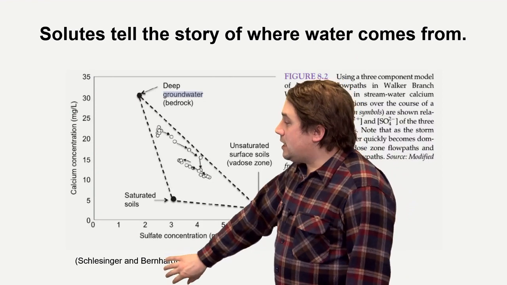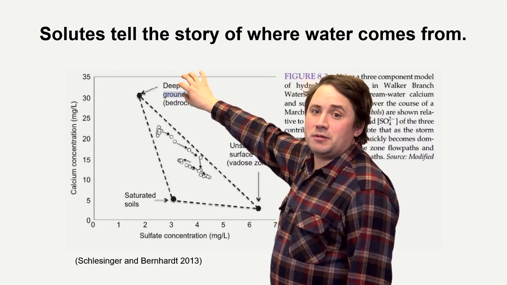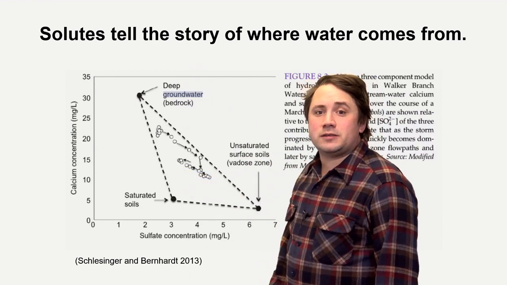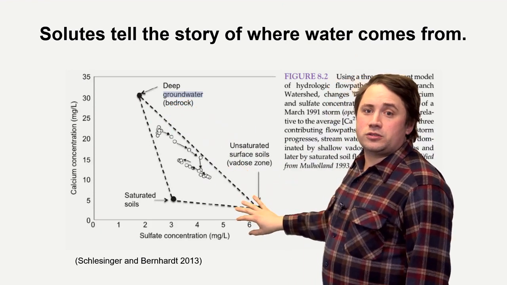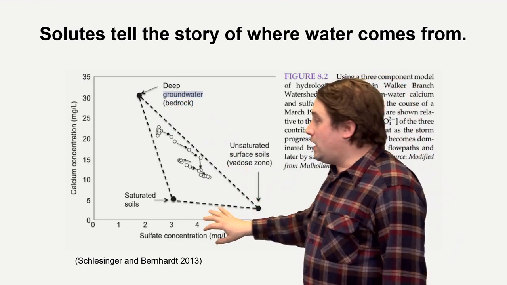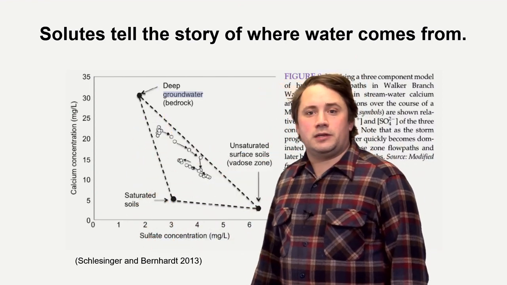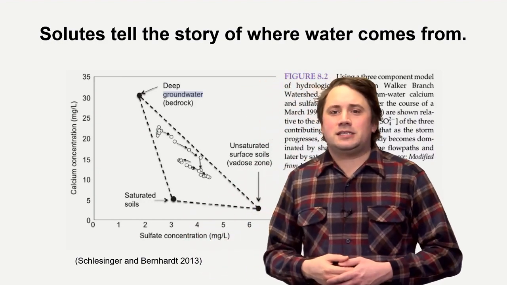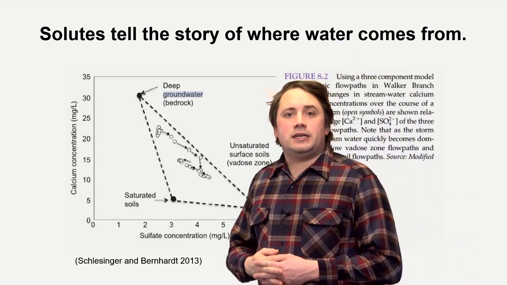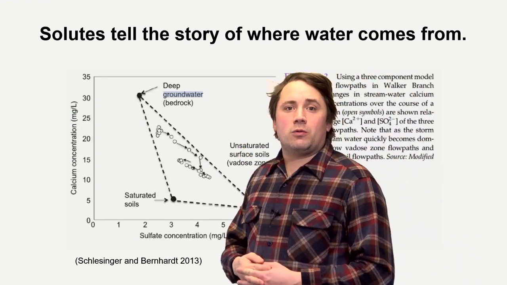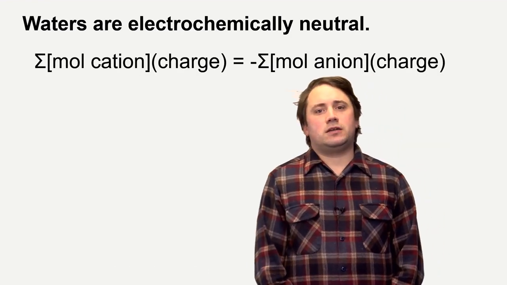And this kind of indicates that the water is coming from a variety of sources, both from saturated soils and from the deep groundwater at the end of the storm event. So at the beginning, you have groundwater-dominated flow. In the middle of the storm, you have surface soil-dominated flow. And at the end of the storm, you have a mix of saturated soil and deep groundwater contributing to the flow in this stream. So I think this is a really nice example of how just two solutes, calcium and sulfate here, can really tell a very compelling story about where water is coming from and what water is doing.